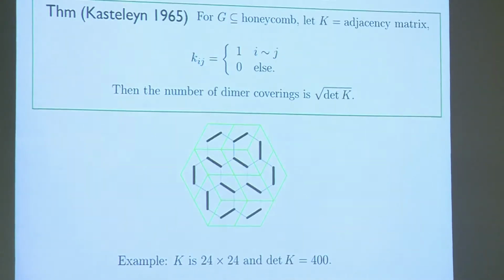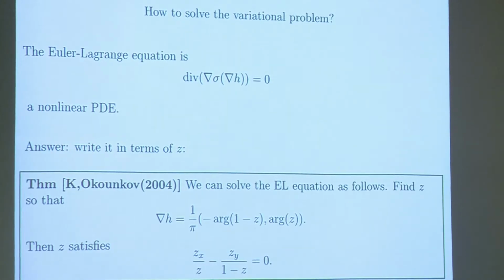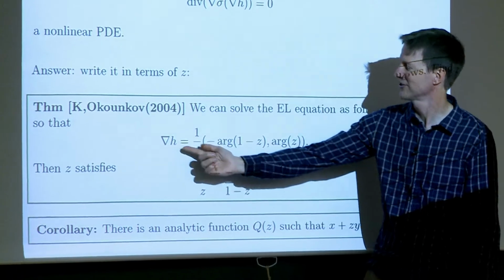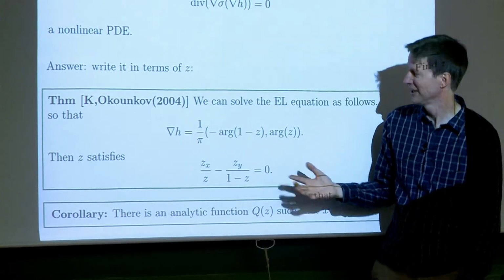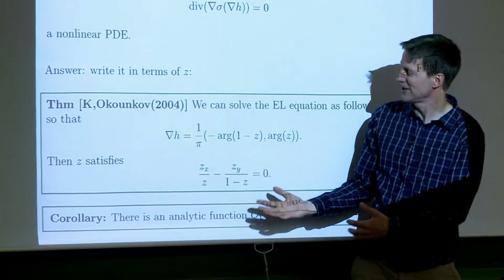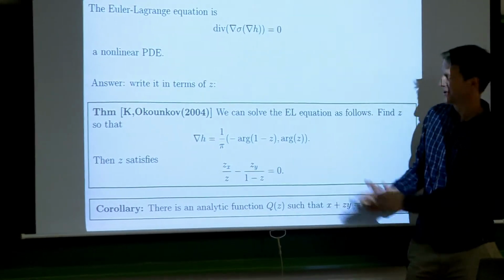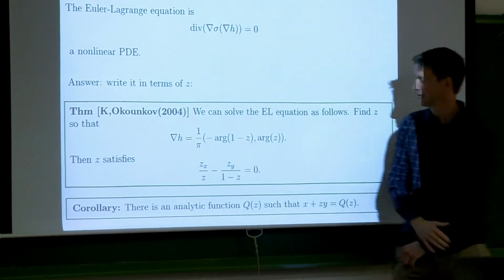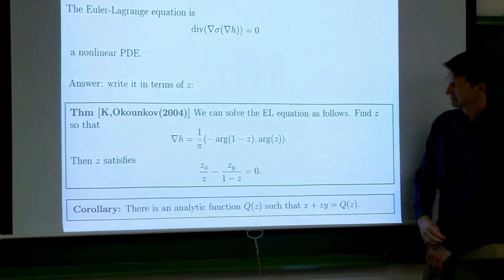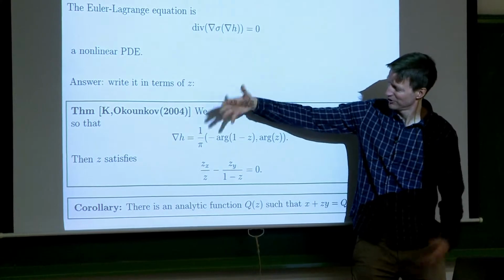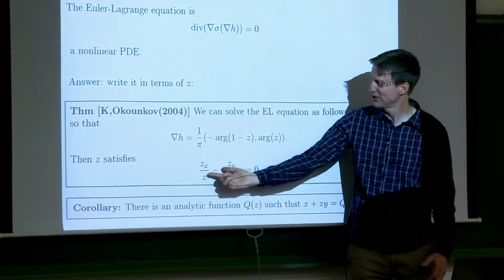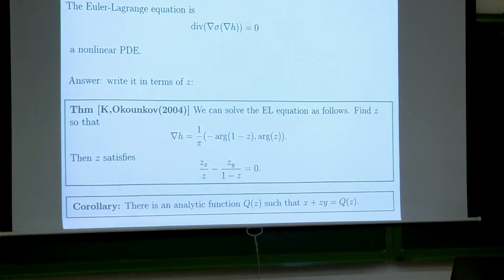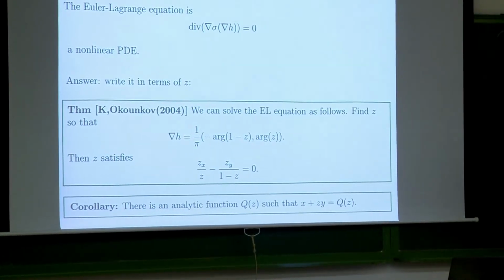Here it is. If you reparameterize things in terms of Z, so you find this function Z such that the gradient looks like this, you rewrite the PDE in terms of Z, and it simplifies beautifully. Here it is: Zx over Z minus Zy over 1 minus Z equals 0. This is some version of the complex Burgers' equation. This is an equation which you can solve using elementary PDE techniques. It's just complex characteristics.